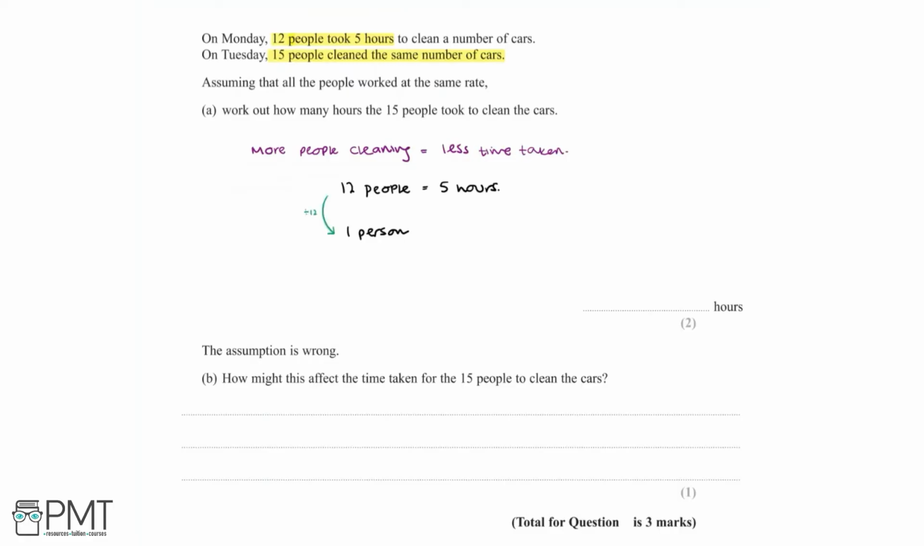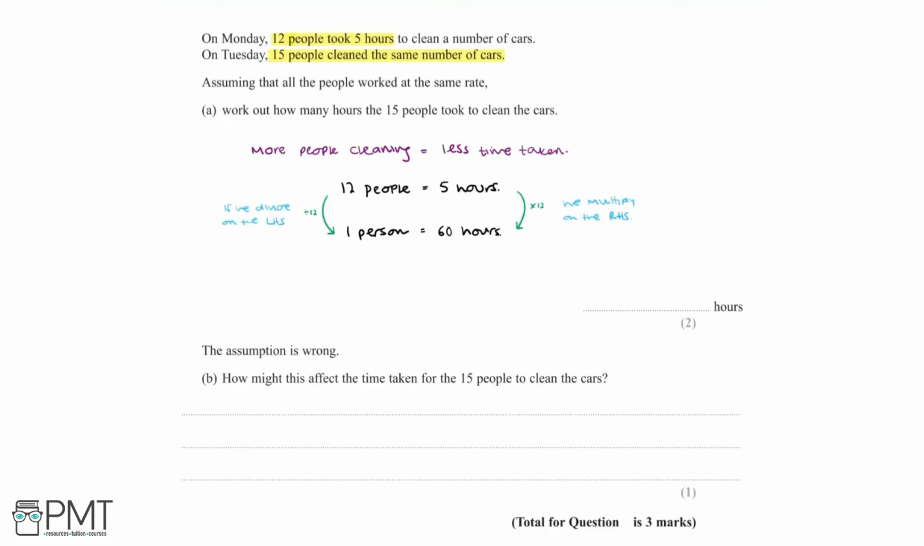But now, because there's an inverse proportionality here, if we divide on the left-hand side, we have to multiply on the right-hand side. And so we divided by 12 on the left-hand side, which means that we'll multiply by 12 on the right-hand side. 5 times 12 is 60, and so we can say that 1 person would take 60 hours to clean all of the cars.